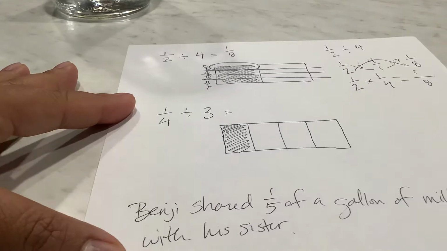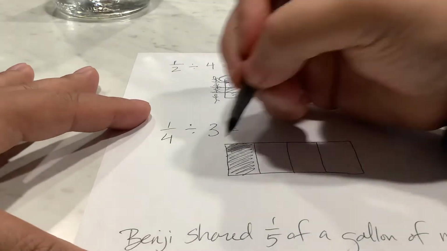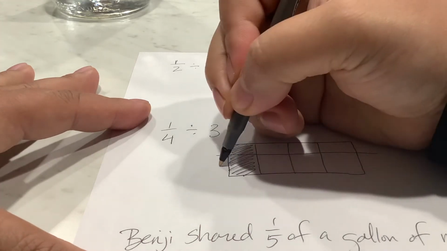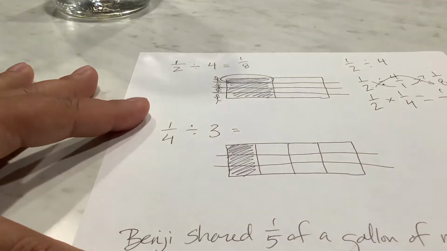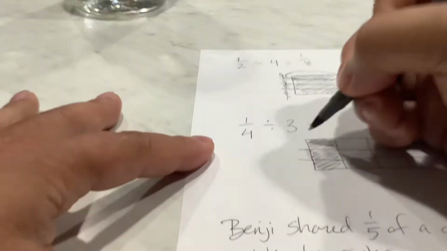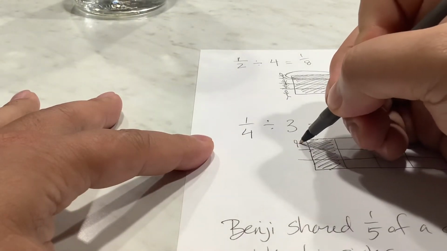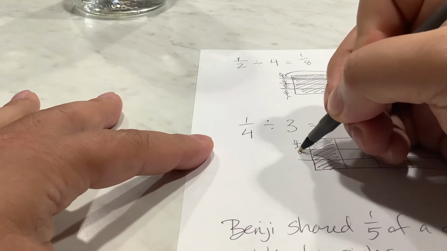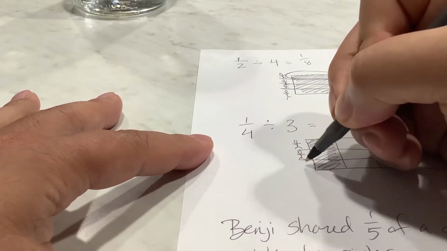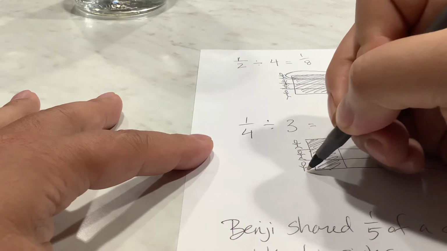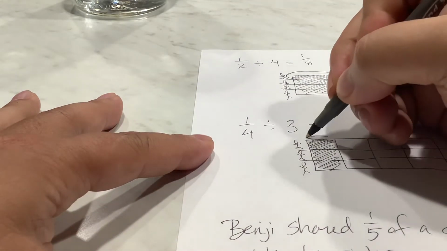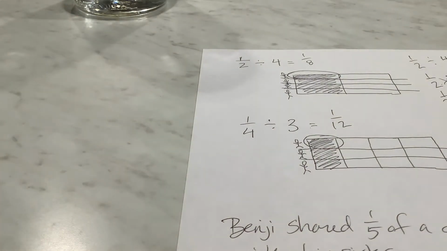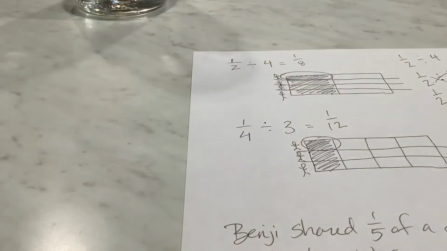Okay, 1/4 divided by 3. Same concept. Split it between 3 people equally. Means you have to cut these into thirds horizontally. So that goes to ISIS. That goes to Tyleek. That goes to Nunu. Circle this, you get 1/12. Each person gets 1/12.